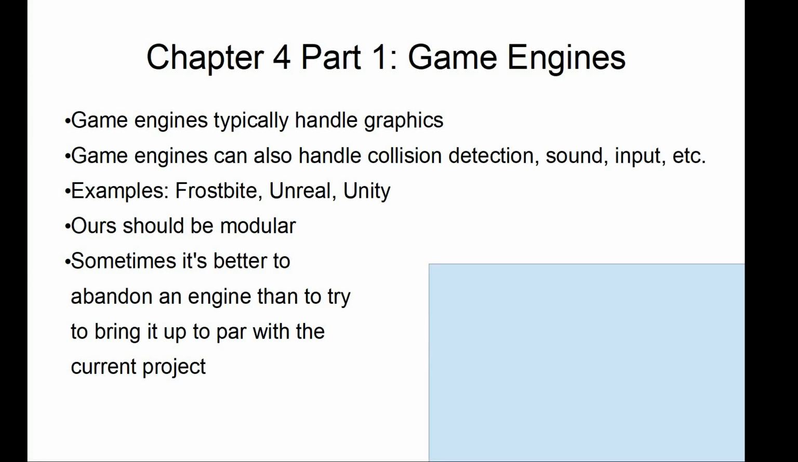In this, the first part of the fourth chapter, the book seeks to teach us about game engines and their uses. Game engines typically handle graphics for the most part, though often they will include things for input, sound, networking, AI, and more, depending on how robust the features of the game engine are. Most commercial games are built atop a game engine. Some famous game engines include Unreal, Frostbite, and Unity.